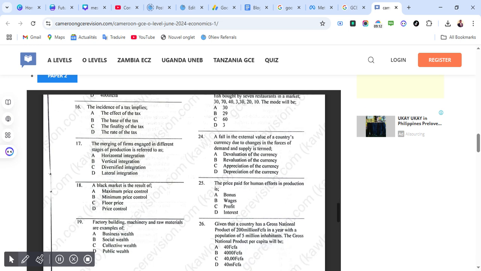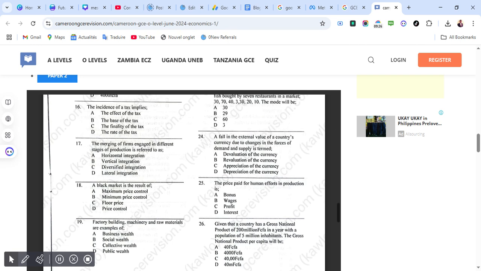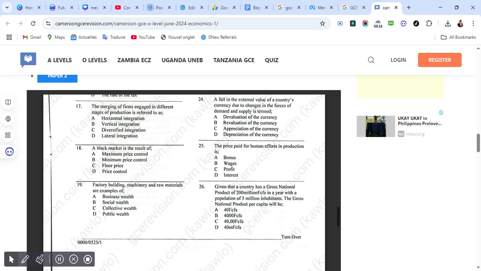A fall in the external value of a country's currency due to the changes in the forces of demand and supply is termed, correct answer for 24 is D, depreciation of the currency. The price paid for human efforts in production is, correct answer for 25 is B, which is wages. So wages is the price paid for human effort in production.